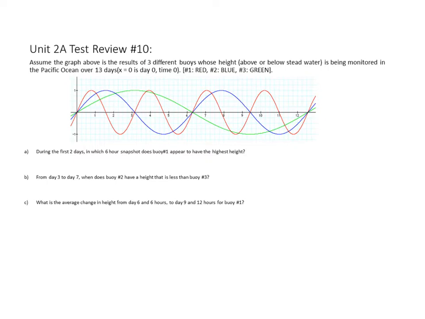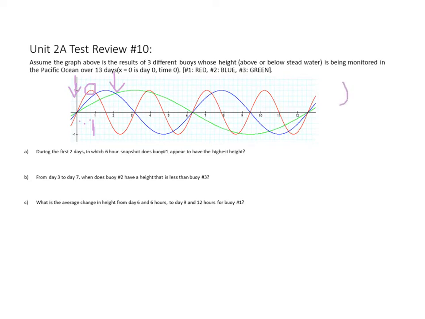It says, during the first 2 days in which 6-hour snapshot does buoy number 1 appear to have the highest height. So I'm going to go to my graph and say, okay, here is day 0 and here is day 2. In the first 2 days, when does our red graph, that's buoy 1, have the highest height? I see that our highest height is right here. The first thing I need to do is figure out, if this is day 1 right here, how many of each of these other tick marks are part of day 1. I see that there are 4 different intervals between 0 and 1.